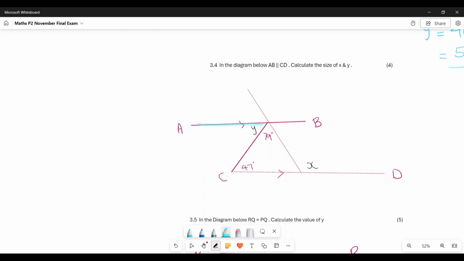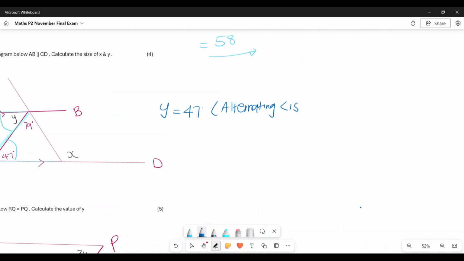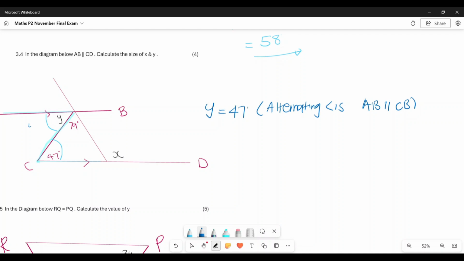If I were to identify the shape that my parallel lines form, it is my Z shape, right? So this is the Z shape that is formed by my parallel lines. And as a result, I know that it has to be equals to that. Reason being alternating angles. So this is the first point that I'm going to mention. So my angle Y is going to be equals to 47 degrees, alternating angles. And I need to mention my parallel lines. AB is parallel to CD. Right. Now, my Y is 47.